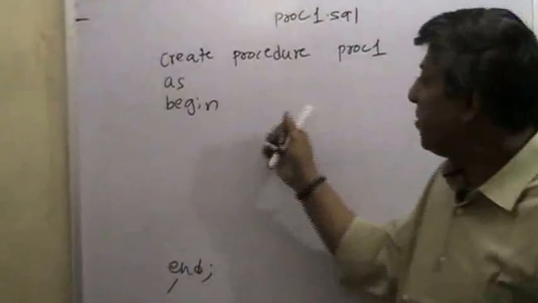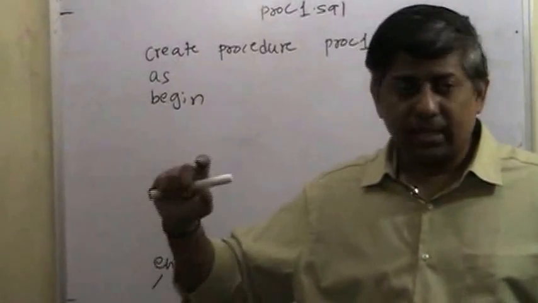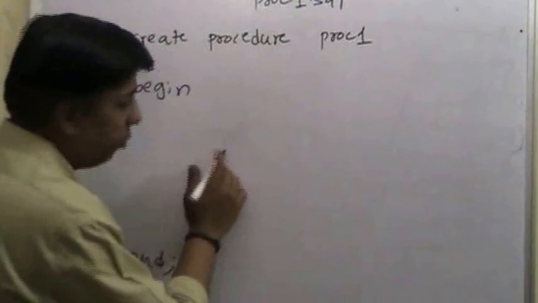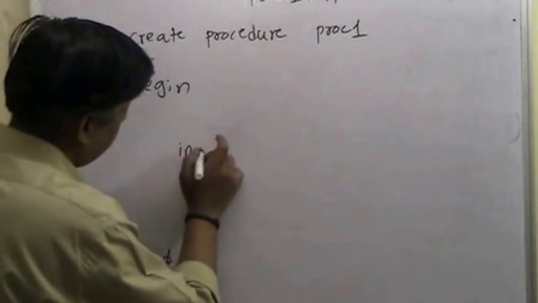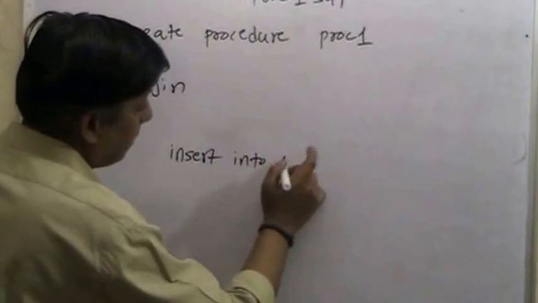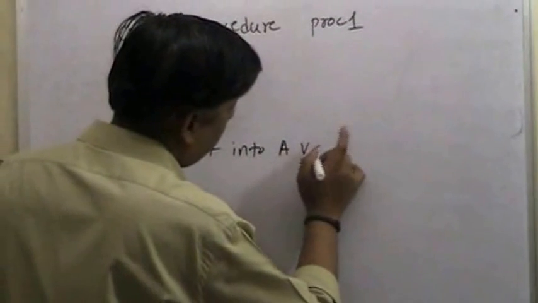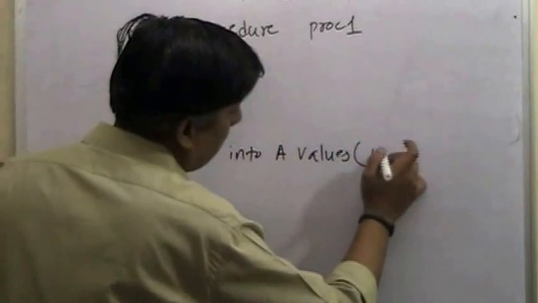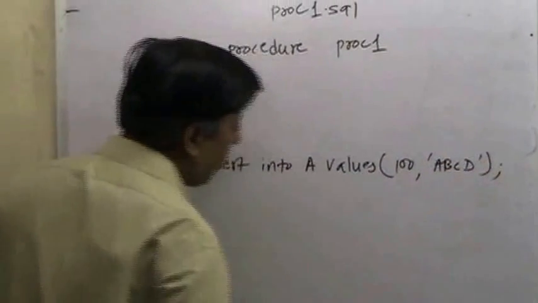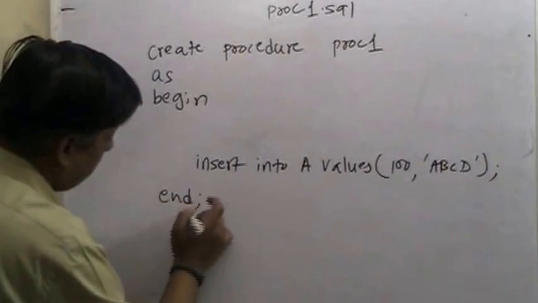So inside this stored procedure, I'm going to write one simple insert statement, and that insert statement will get executed when I execute the stored procedure, and then I will put that into a loop. So I'm going to say insert into a table. Let us say the name of the table is A, and this table must be already created. Insert into A values, let us say 100, and the name is ABCD. Now I will bring this over here, end semicolon slash.